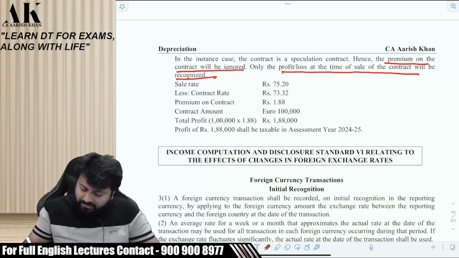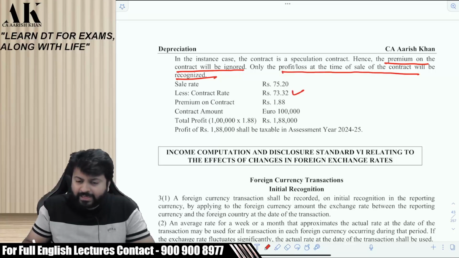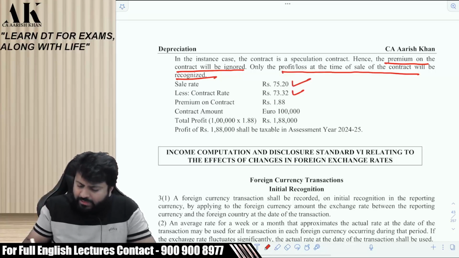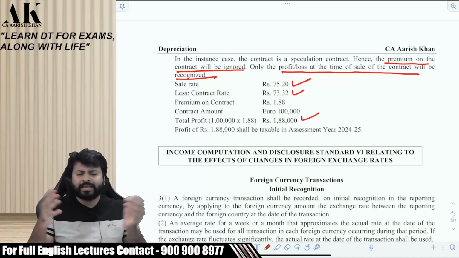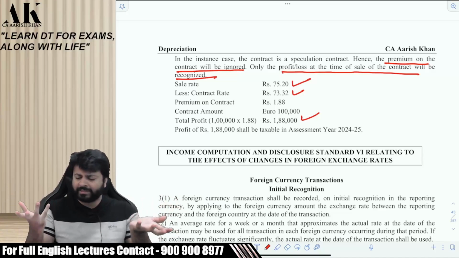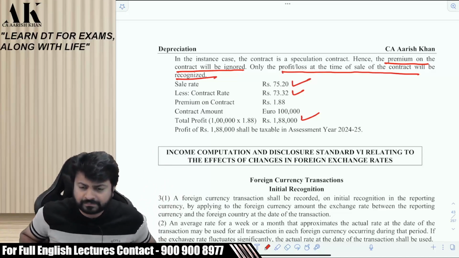And what is the profit and loss? He has bought the contract at 73.32, right or not? And he has sold the contract at 75.20. Right? So whatever is the difference, he has to pay as tax. It's like a normal speculation profit, like you bought something for 73 rupees and sold it for 75 rupees. Okay.